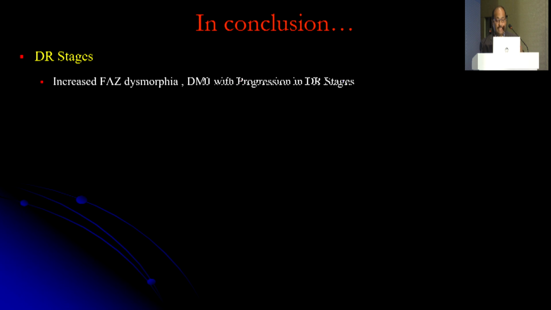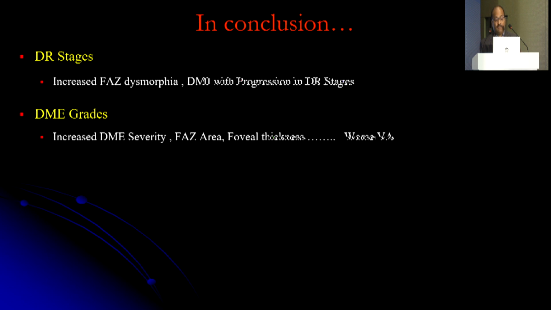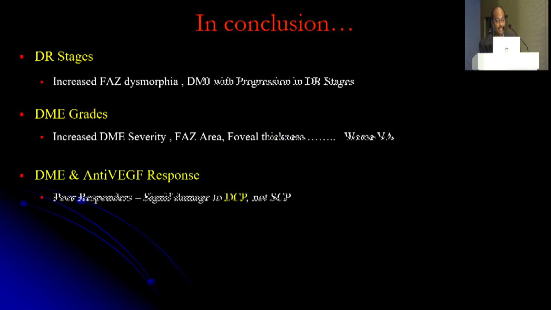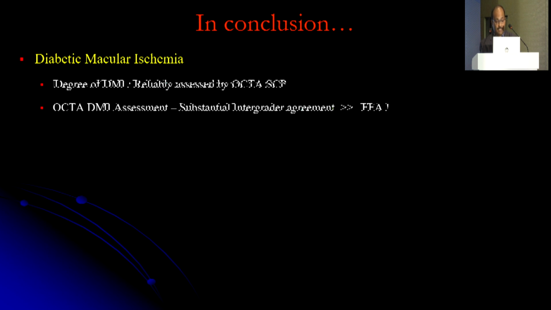So, in conclusion, as DR stages increase, increased FAZ dysmorphia and DMI correlate with progression in stages of diabetic retinopathy. Increased DME severity, FAZ area, and foveal thickness correspond to worsening of visual acuity, so there is a functional correlation. DME and anti-VEGF response: in poor responders, remember the significant damage to the DCP, not really the superficial capillary plexus. It's a marker for poor response: deep capillary plexus loss and corresponding OPL disruption.